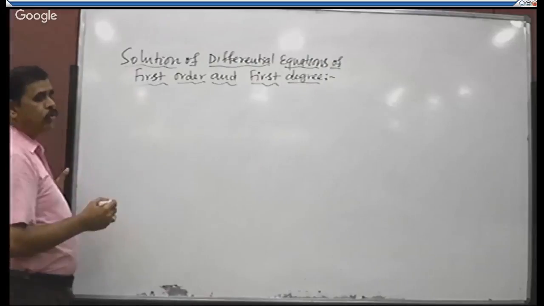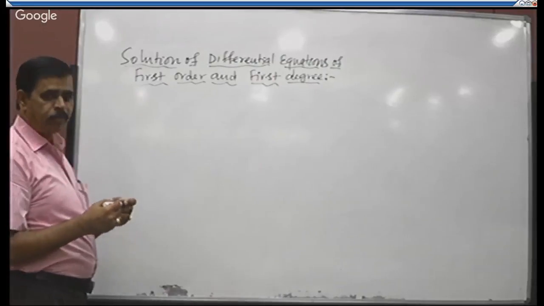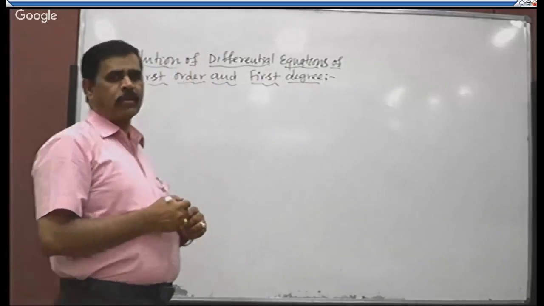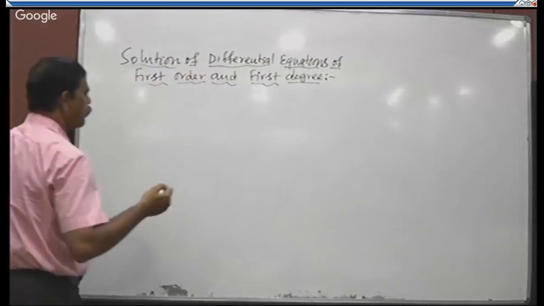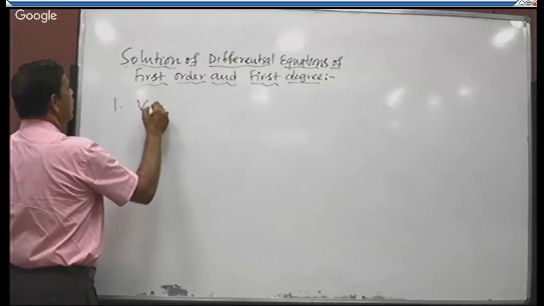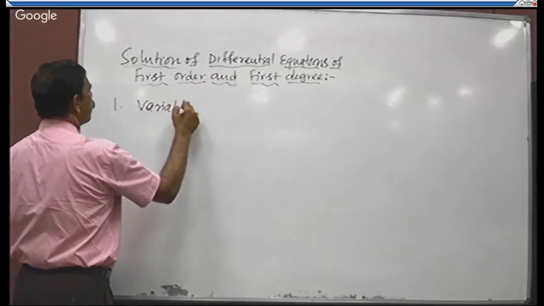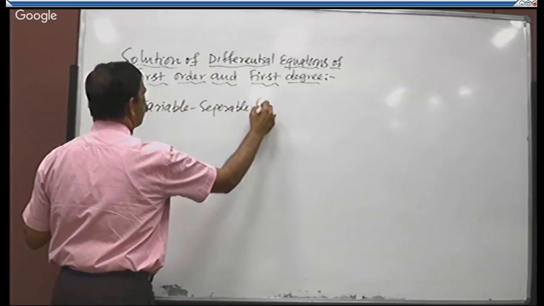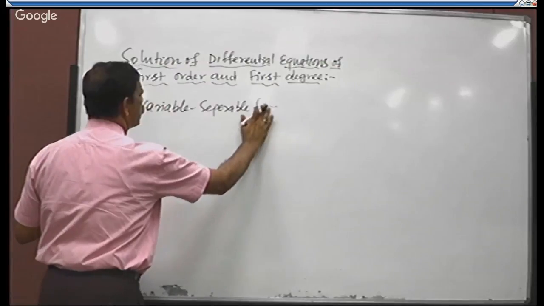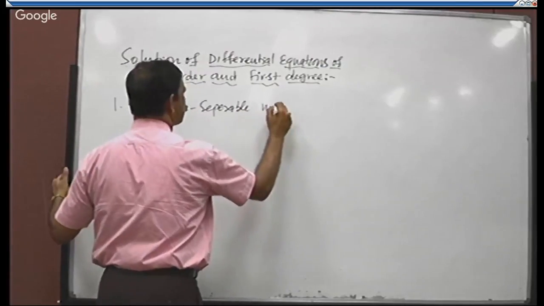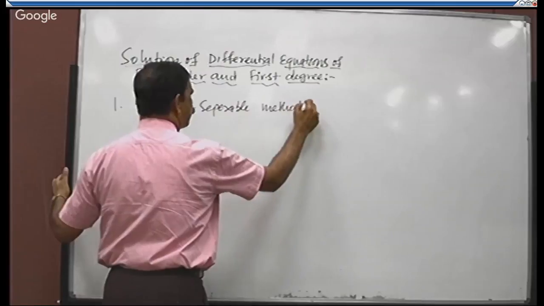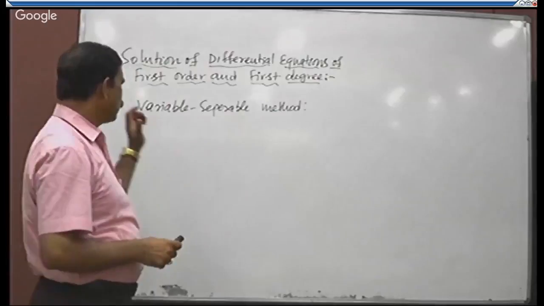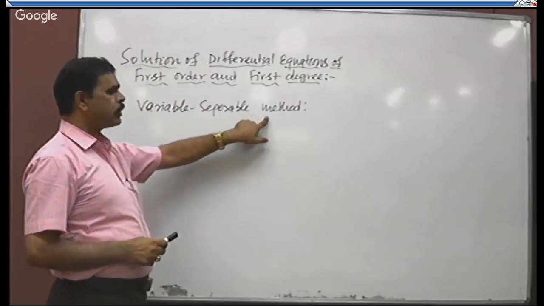There are two methods. One is variable separable method, other one is linear differential equations solutions, right? First we shall discuss the variable separable form, variable separable method of getting solution of given differential equation, right? Variable separable method, right?